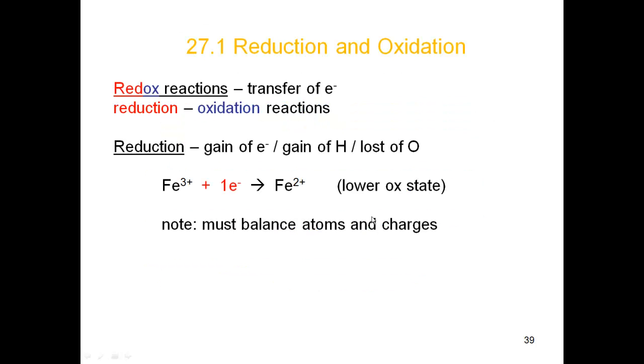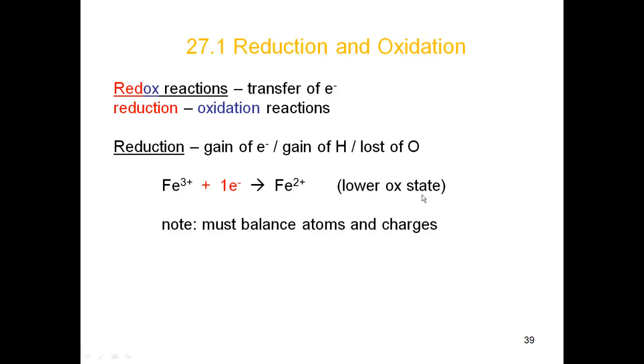All right, let's talk about reduction. Reduction can be looked at in terms of a gain of electrons, taking on electrons. Could look at it as a gain of hydrogens, that's related in that electron aspect, or a loss of oxygens. Here's an example. I got iron 3 going to iron 2. Anytime we're talking about a reduction, the electrons will be on the reactant side. You can see it went from a +3 to a +2, and that's going to a lower oxidation state.